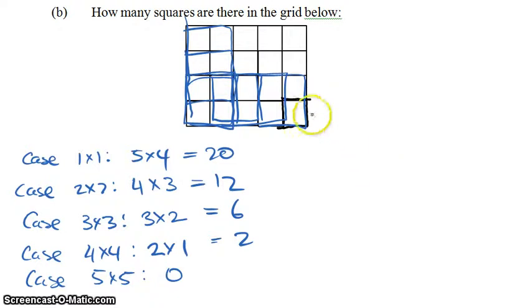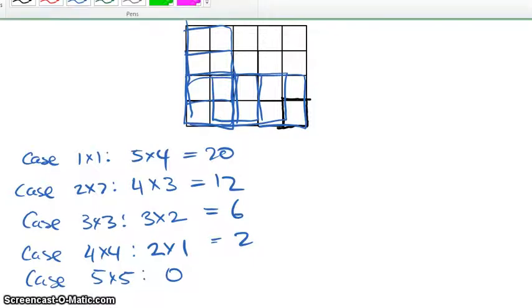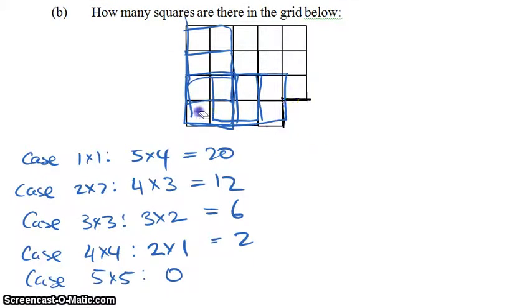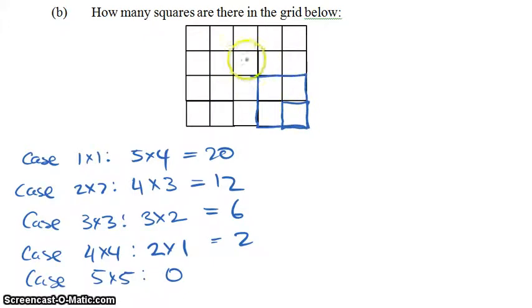So that means that the total number with this square, there are 40. 20 plus 12 plus 6 plus 2, there are 40. But I've added in the square. How do I deal with that? Well, I just ask myself, how many of these 40 involved this square down here? So there was 1 by 1 that involved the square. There was a 2 by 2 that involved the square. There was a 3 by 3 that involved the square. And there was a 4 by 4 that involved the square.